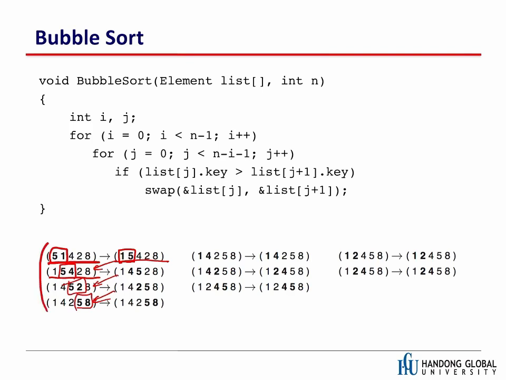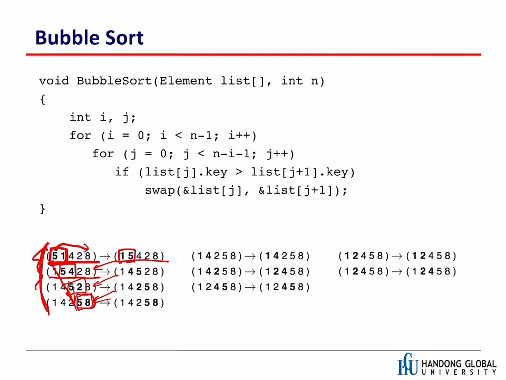So this is one iteration, going from the first to the last element. Basically this is just one iteration, one for loop, from this one to this one.